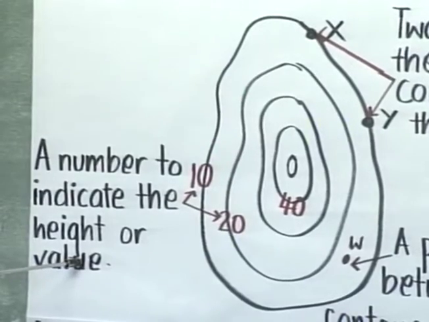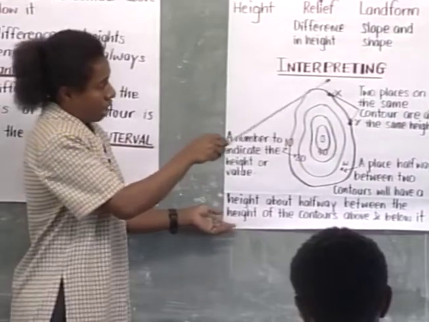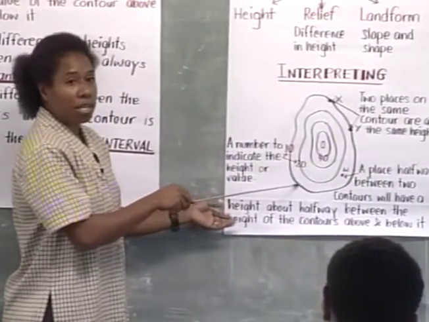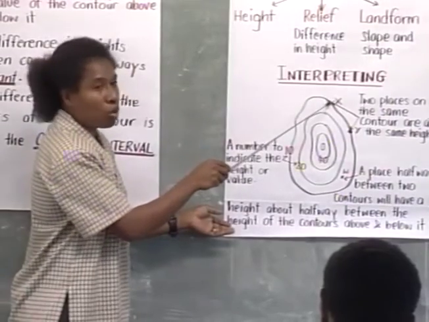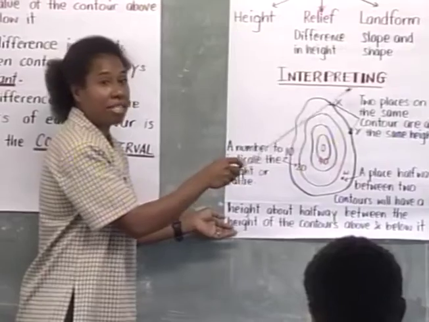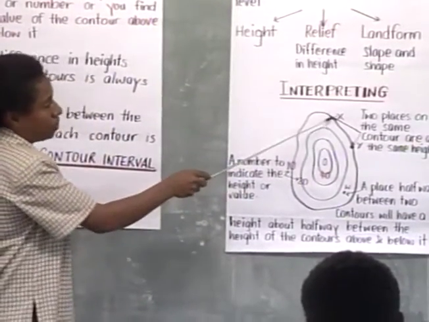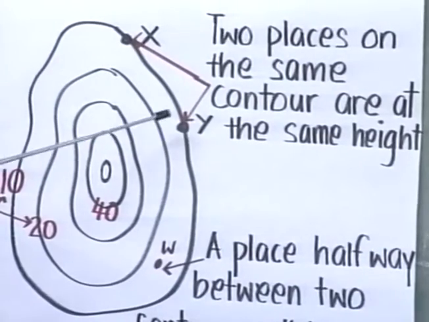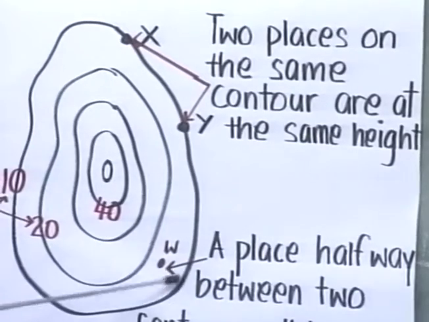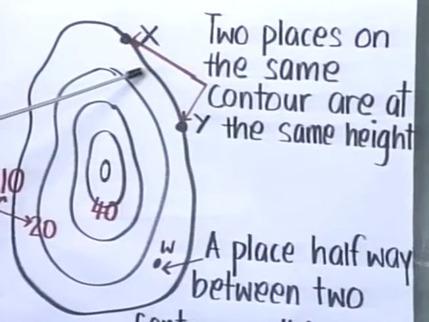Another important thing that we need to also know about contours. Any place on a contour line, anywhere around, or any two places, or any three places on the same contour line, have the same value, or the same height above sea level. So we take, for example, place X and place Y. If you look at them, both of those sit on the same contour line. Therefore, both of them have the same value.